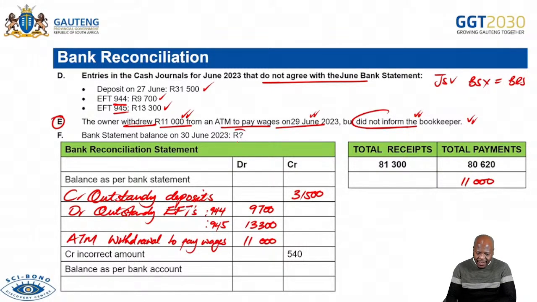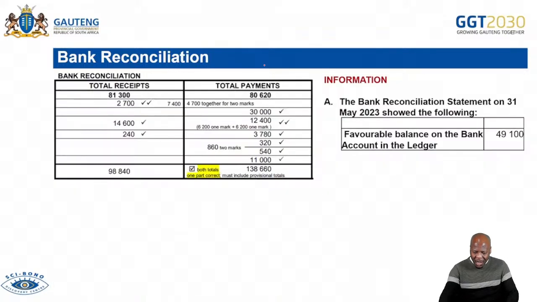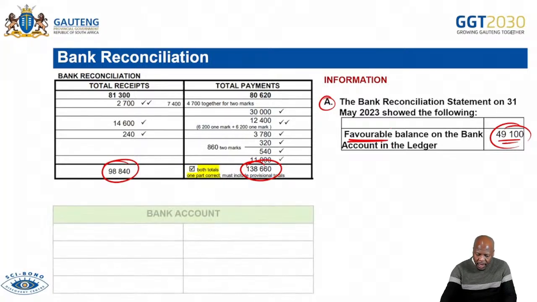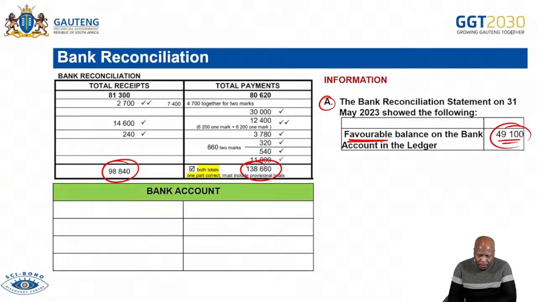The bank statement balance. That means we can close off our journals. Let's close off our journals. So I'd already done that for you. There are the totals. Okay. And then we have A. The bank reconciliation for May. We have the balance as per bank account in the ledger, that is 49.1. And that is a favorable balance. It means I'm going to come here to my bank account. Remember, the debit side is a plus and the credit side is a minus. So once I have a favorable balance, I'm going to bring it here now. I'm going to say balance brought down 49,100. A favorable balance. Can I go on?